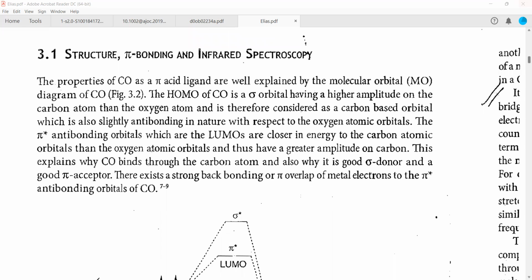Let us read what is written in the paragraphs because that is also very important. Now, the properties of carbonyl as a pi acid ligand, that is the pi acceptor ligand. By pi acid, we mean an acid, that means it can accept electrons, right? So it can accept electrons in its pi symmetric orbitals. So that is why it is written pi acid ligand.